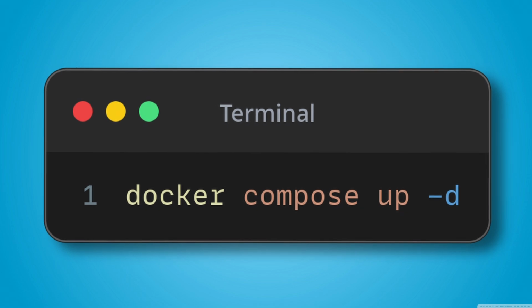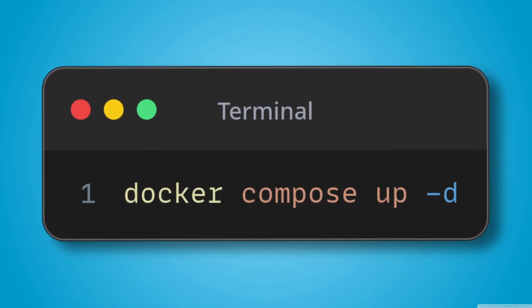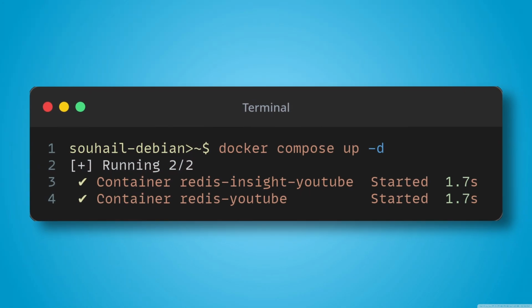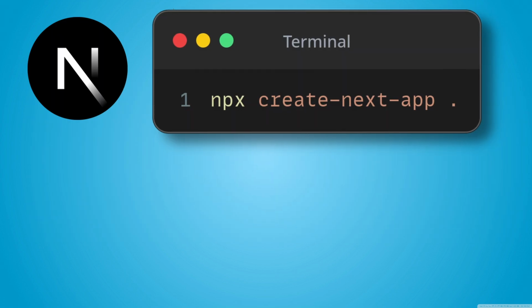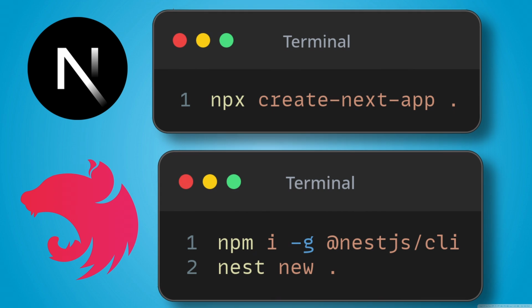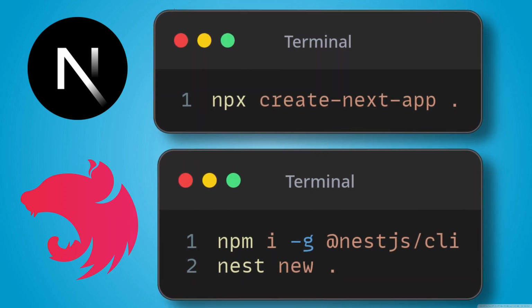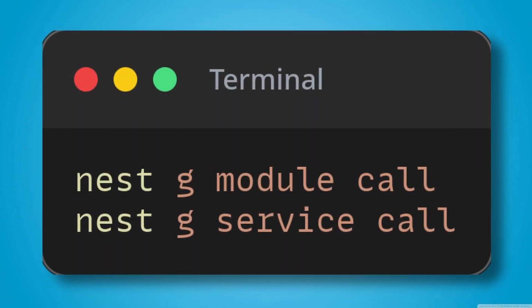Now just run it by typing in your terminal the command docker compose up -d. After running the command you should see an output like this one. Now go ahead and create an empty NextJs project and an empty Nest project by running the two commands npx create-next-app and nest new. Let's start with the backend.